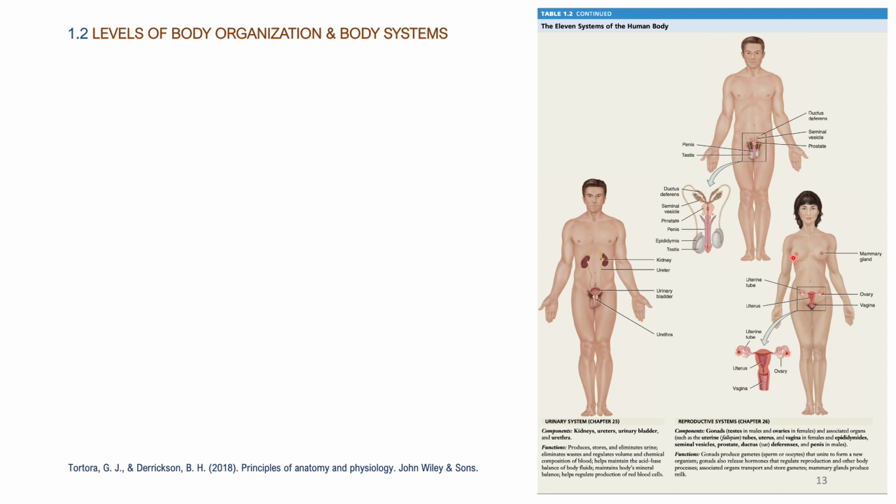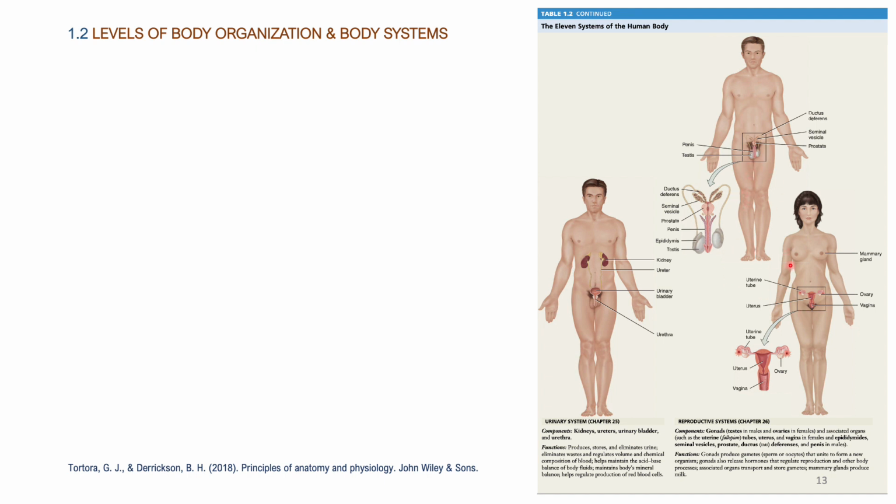Your reproductive systems will be separate for male and female. The gonads are called testes in males and ovaries in females, and the associated organs are the uterine or fallopian tubes, uterus, and vagina for the females, and epididymis, seminal vesicles, prostate, ductus deferens, and penis in males.